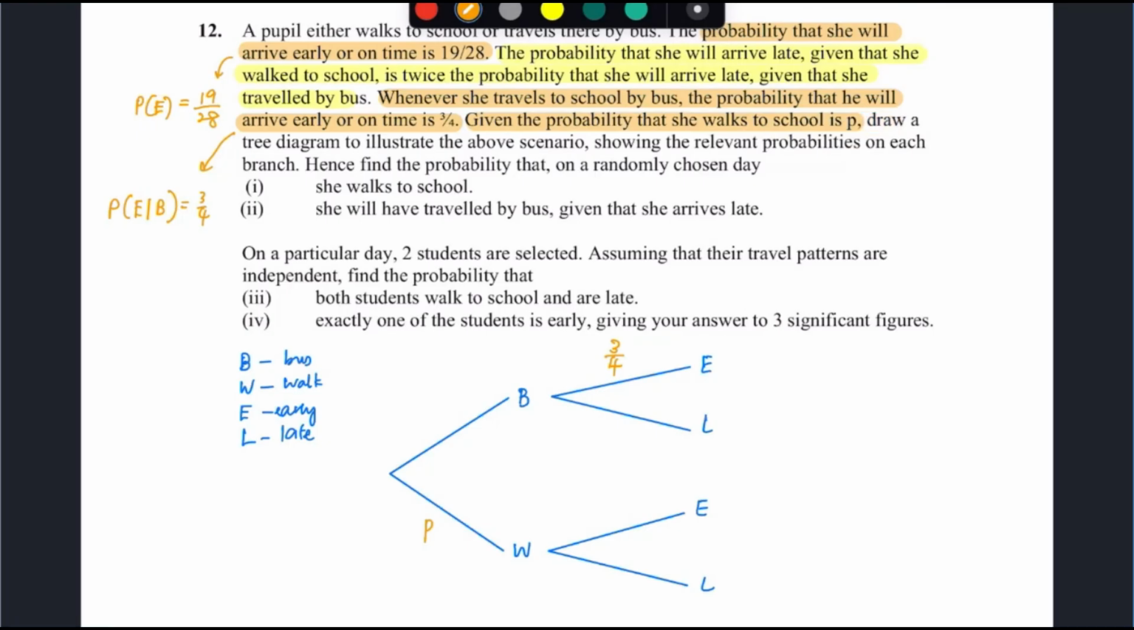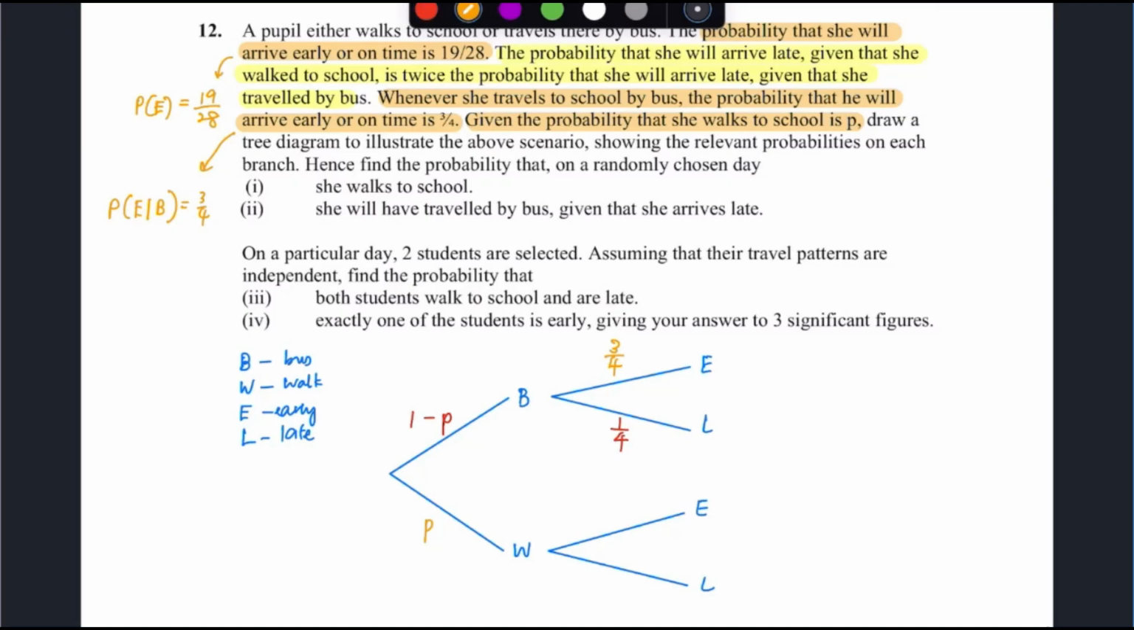So now the problem is, we need to find ways to extend the information that we have. So if this is P, this over here would be the total 1 minus P. Then if this is 3 over 4, this one over here would be 1 minus 3 over 4, which is 1 over 4.